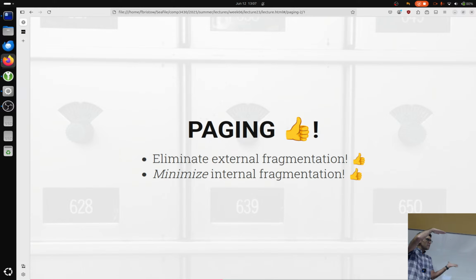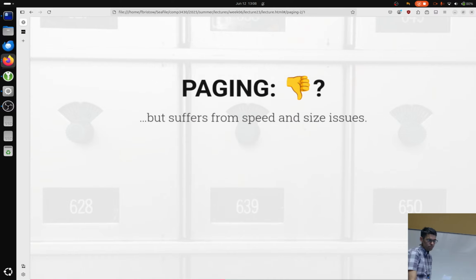I haven't allocated this giant chunk of my virtual address space anymore. I'm still only allocating as much as I'm using in the virtual address space. So I'm only allocating the part of the code segment that I'm actually using. I'm only allocating the heap that I'm actually using. I'm only allocating the stack that I'm actually using. I've minimized internal fragmentation, and so it doesn't really matter anymore.